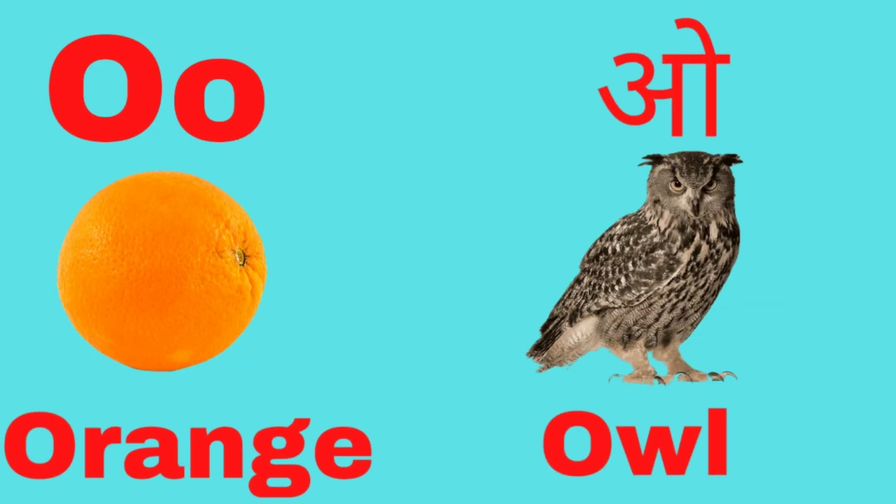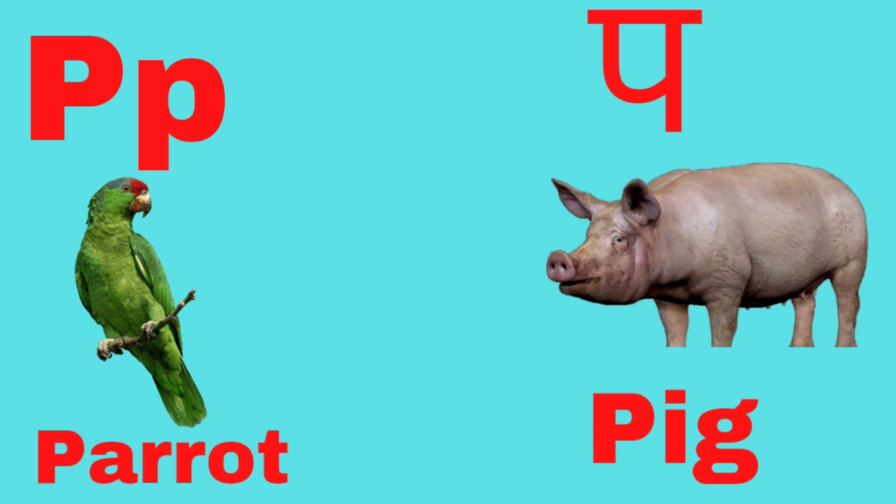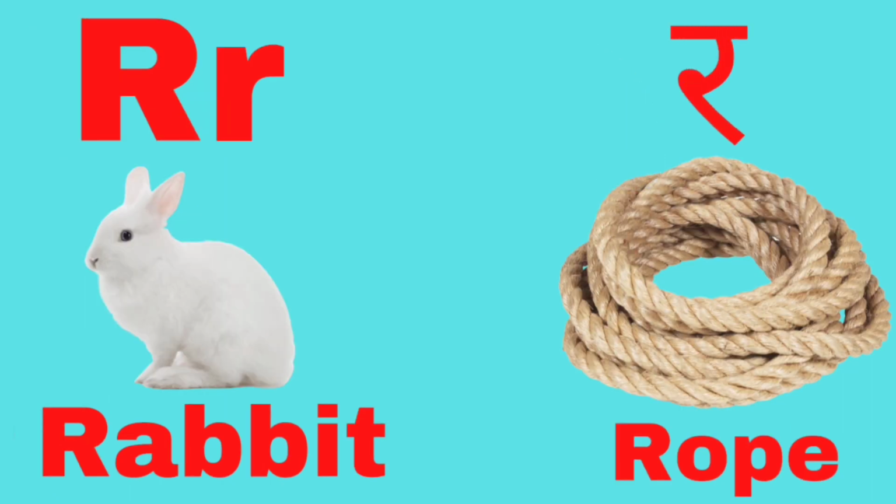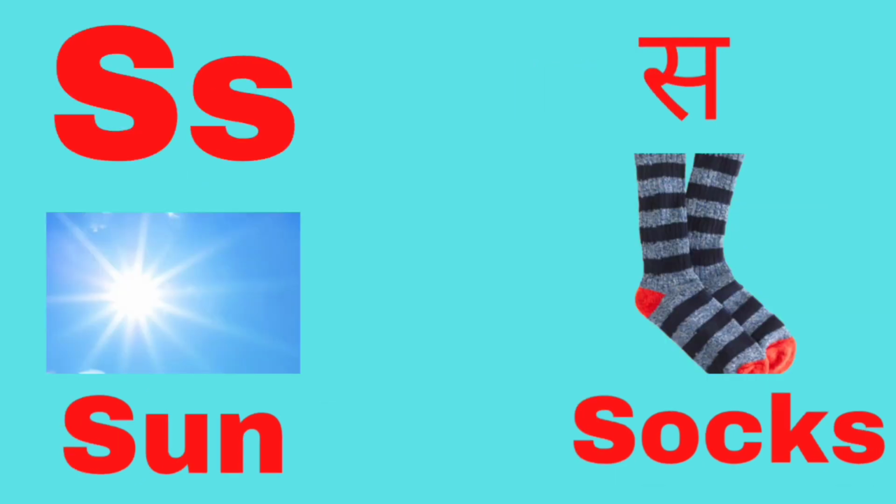O for orange, O for owl, o. P for parrot, P for pig, p. Q for coin, Q for quilt, q. R for rabbit, R for rug. S for sun, S for socks, s.